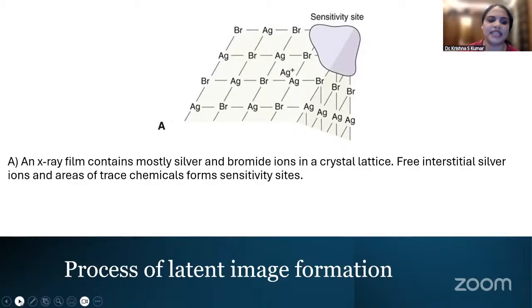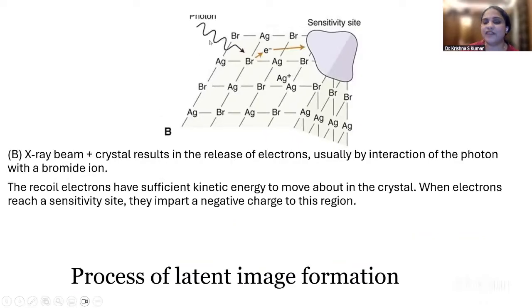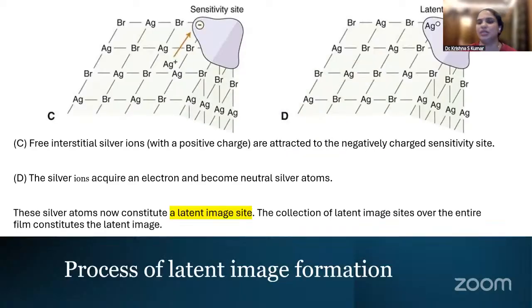So when an X-ray photon strikes this crystal, what happens? It goes and strikes the silver bromide crystal. From that, an electron is released. And this electron freely floats in this vehicle matrix. Because of its recoil energy, it moves towards the sensitivity site. And the sensitivity site traps this electron, which will impart a negative charge to the sensitivity site.